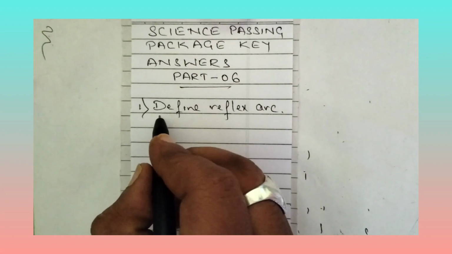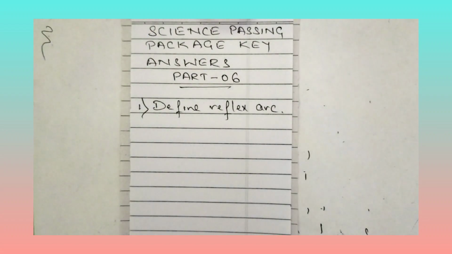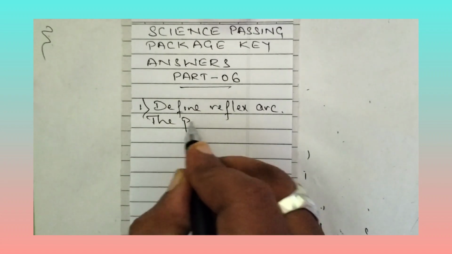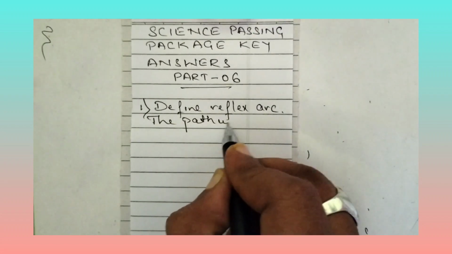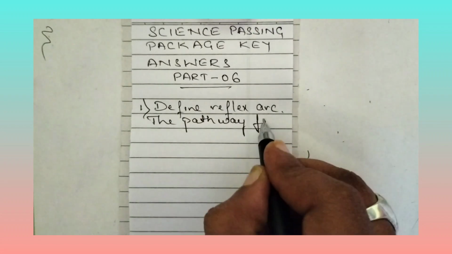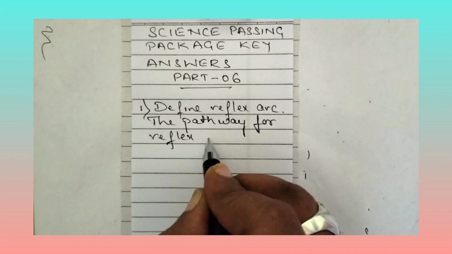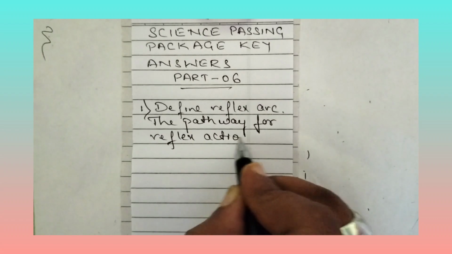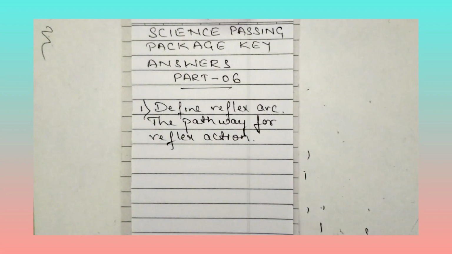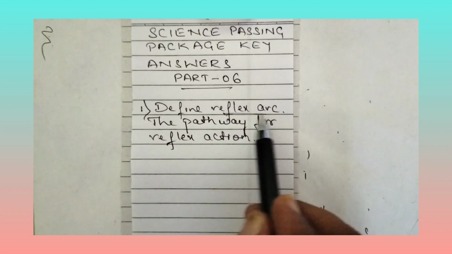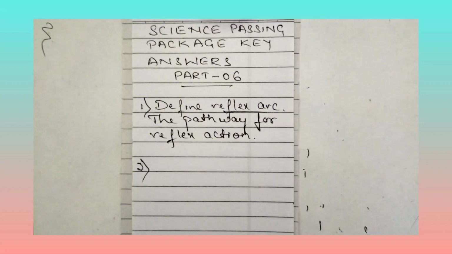So reflex arc can be defined as the pathway for reflex action. The pathway for reflex action is called as reflex arc. So reflex action ನಡೆಯೋದಕ್ಕೆ ಒಂದು pathway ಬೇಕು, that is called as reflex arc.